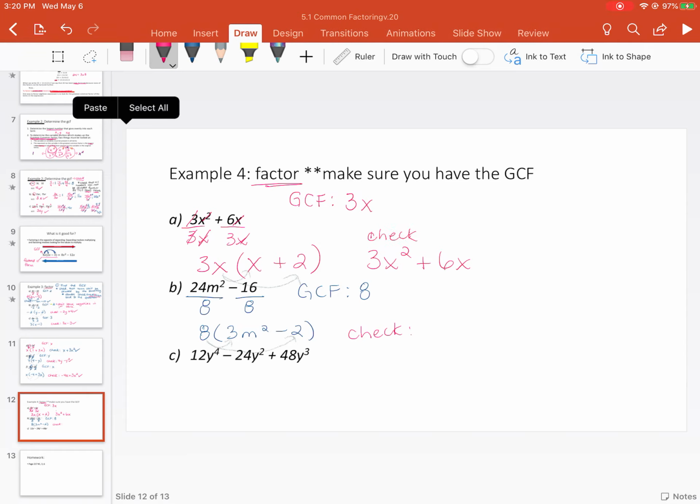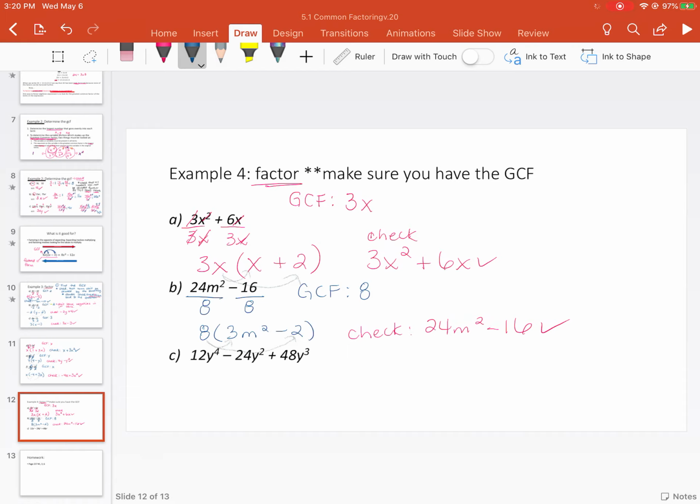And then recheck again. And recheck up here, sorry. 8 times 3m squared is 24m squared. And 8 times -2 is -16, which is the question, so we're good. Okay, so you're just always looking for the number and the letter that divides evenly.